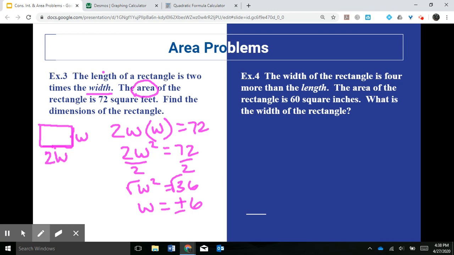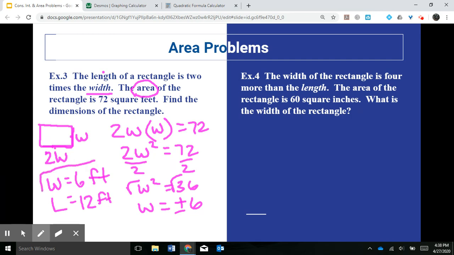All right. And so therefore, my width, I'm going to ignore the negative one because I can't have a width of a -6. So I'm going to ignore the negative. My width is going to be 6. Put the units in, 6 feet. And my length is going to be 2 times that. So my length will be 12. And 6 times 12 is 72.